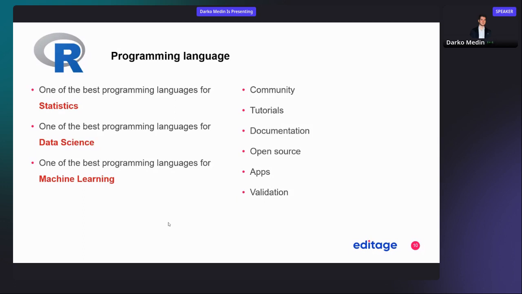One of the things that I would mention when R is in question is that it also has one IDE, Integrated Development Environment, which is used to facilitate programming in R. It's called RStudio. So RStudio is essentially a program that facilitates the use of this programming language, and of course is advised for all kinds of different use cases.